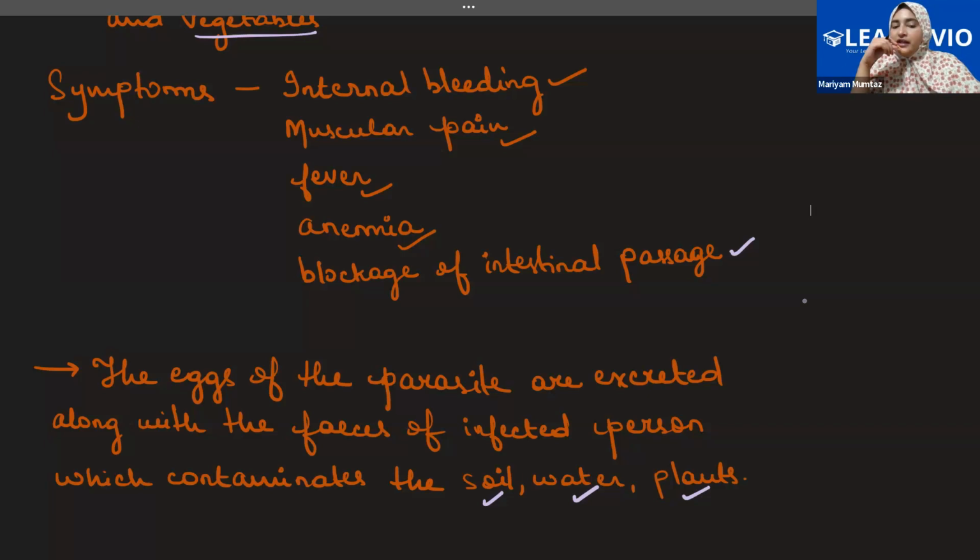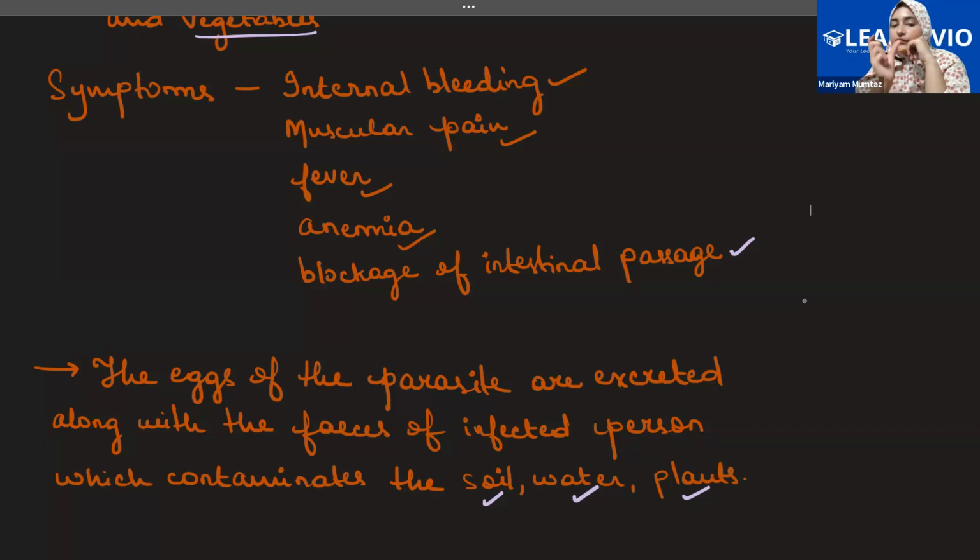Now when their fecal matter has been released onto the ground or in the water body, that fecal matter contains the egg of Ascaris. And the most unique thing about the egg is that it has been made with such protective measures that nothing can destroy it. It is so hard that it can persist in the environment for a long period of time.